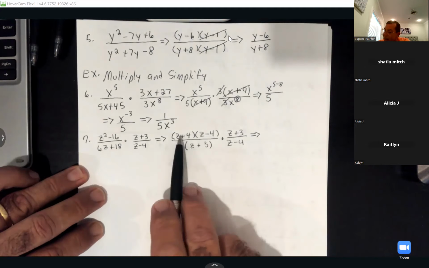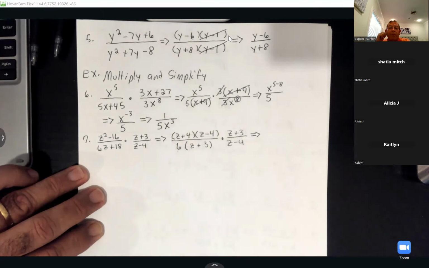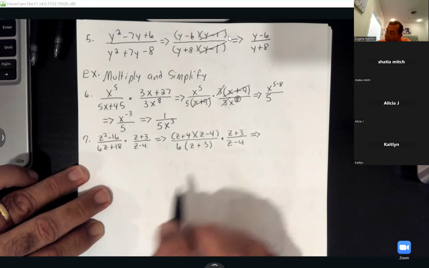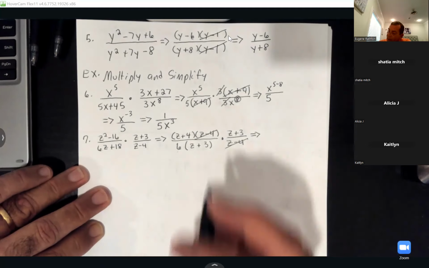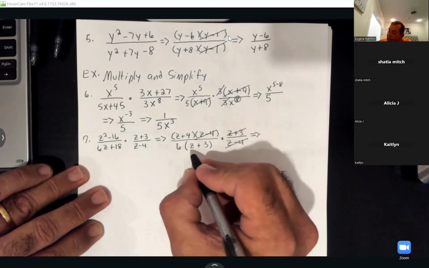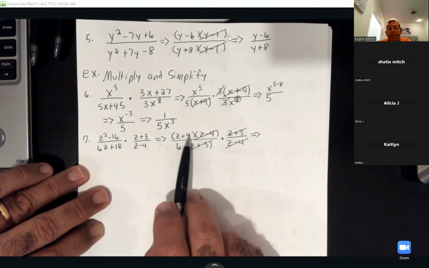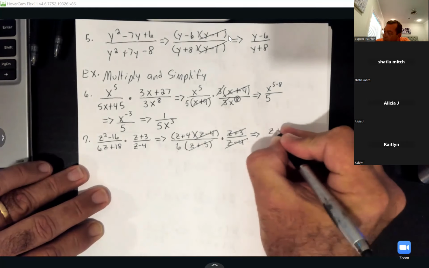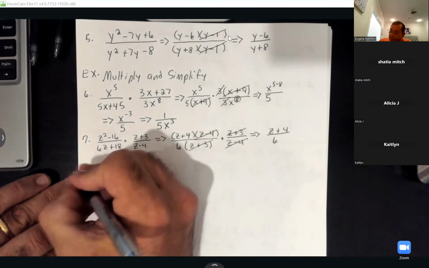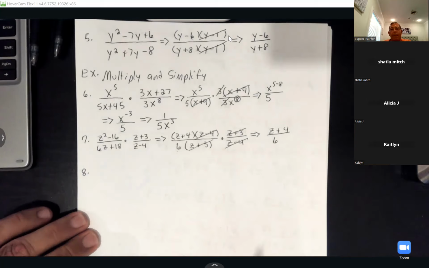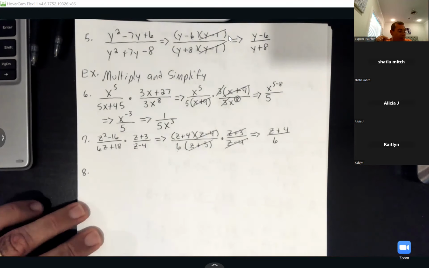But at this point, anything on either top can cancel with the same thing on either bottom. So notice, I got a z minus 4 that'll cancel with that z minus 4. I got a z plus 3 that'll cancel with that z plus 3. So all that's left is a z plus 4 on top over a 6 on the bottom. Okay, so the name of this game is factoring and then canceling out common factors.